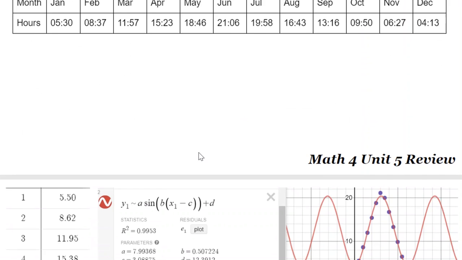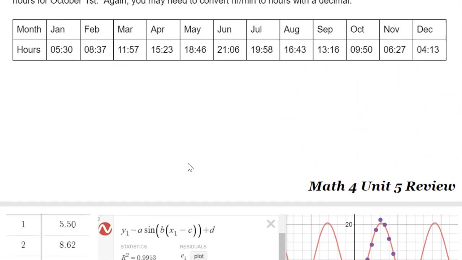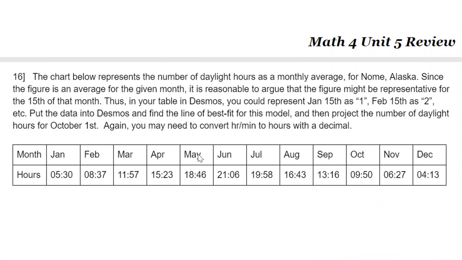So let's do that first. Our table should look something like that. And that's what your graph should look like there on the right. And we're getting an R-squared value of 0.995, which is really, really good. Which tells you that this is definitely a sinusoidal pattern. So the question becomes, let's see, what do you do with October 1st?